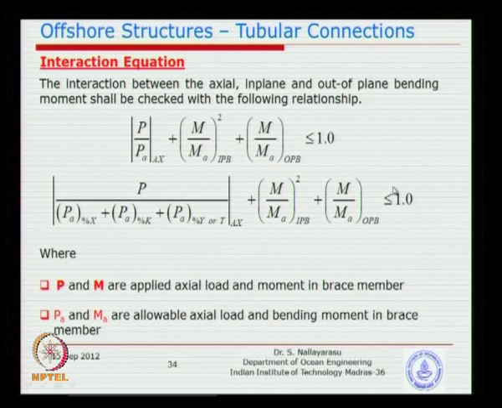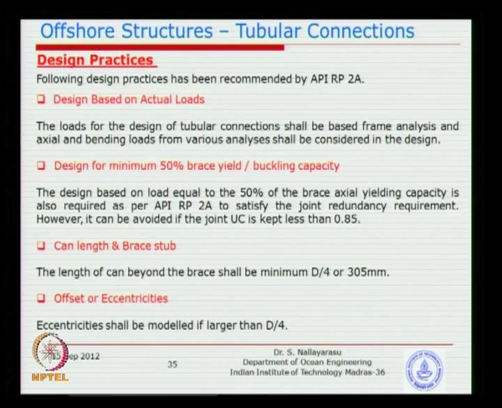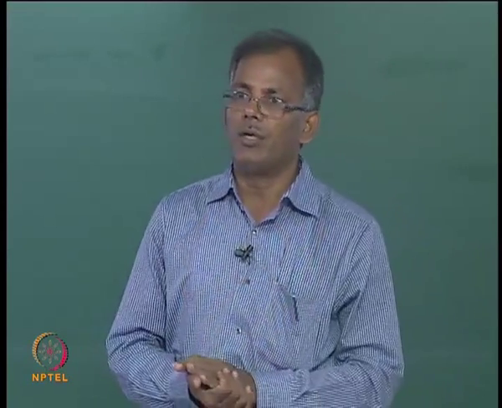So this is just a highlight of what we were trying to do for the design of a tubular joint, but of course with several restrictions, and these were the list of the design practices normally followed. The first one was design based on axial loads. Basically that means you do the analysis, you take the loads from the global analysis and put them into the design equations and see whether the unity check is less than 1.